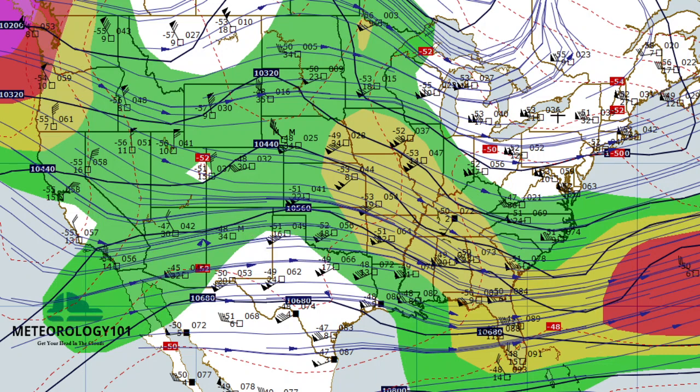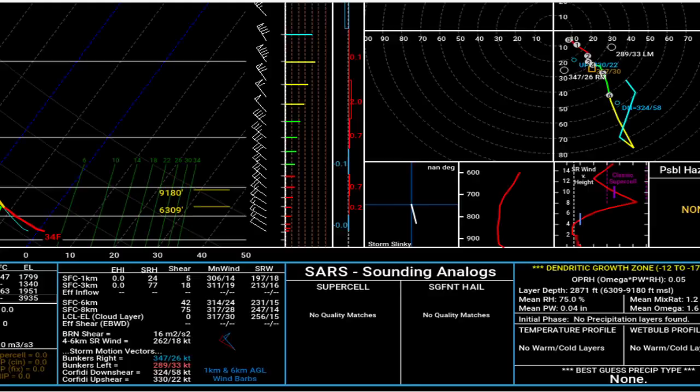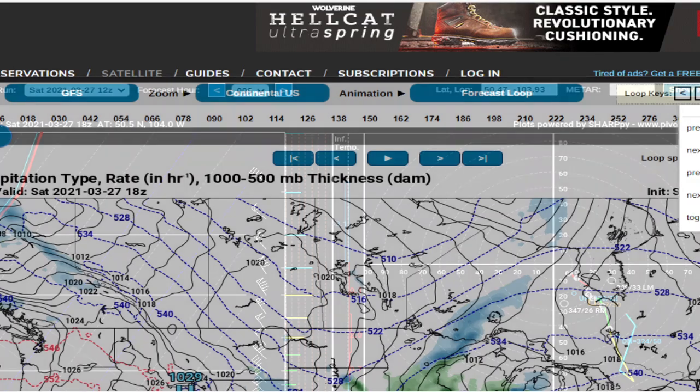Let's go look at some models real quick, and let's see what they're going to tell us, if we pick up any low pressure system over the southwest, and what kind of convection we're going to get over the Tennessee, Kentucky area. Didn't want to really do that. Just picked up a sounding.